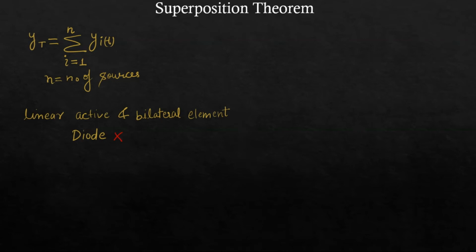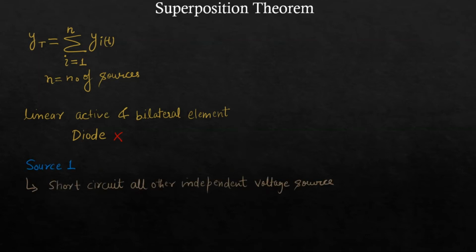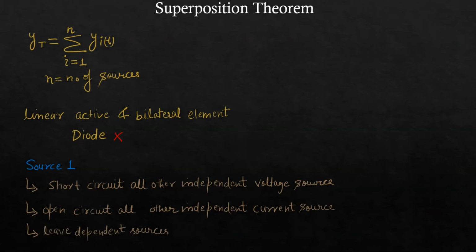Now how to apply superposition theorem? Like if you want to find out the output due to the source 1, then short circuit all other independent voltage sources. Open circuit all other independent current sources. Leave dependent sources. Do not touch any dependent sources. Leave them as they are. Okay? Actually, when we are trying to find the response, we are only dealing with independent sources.